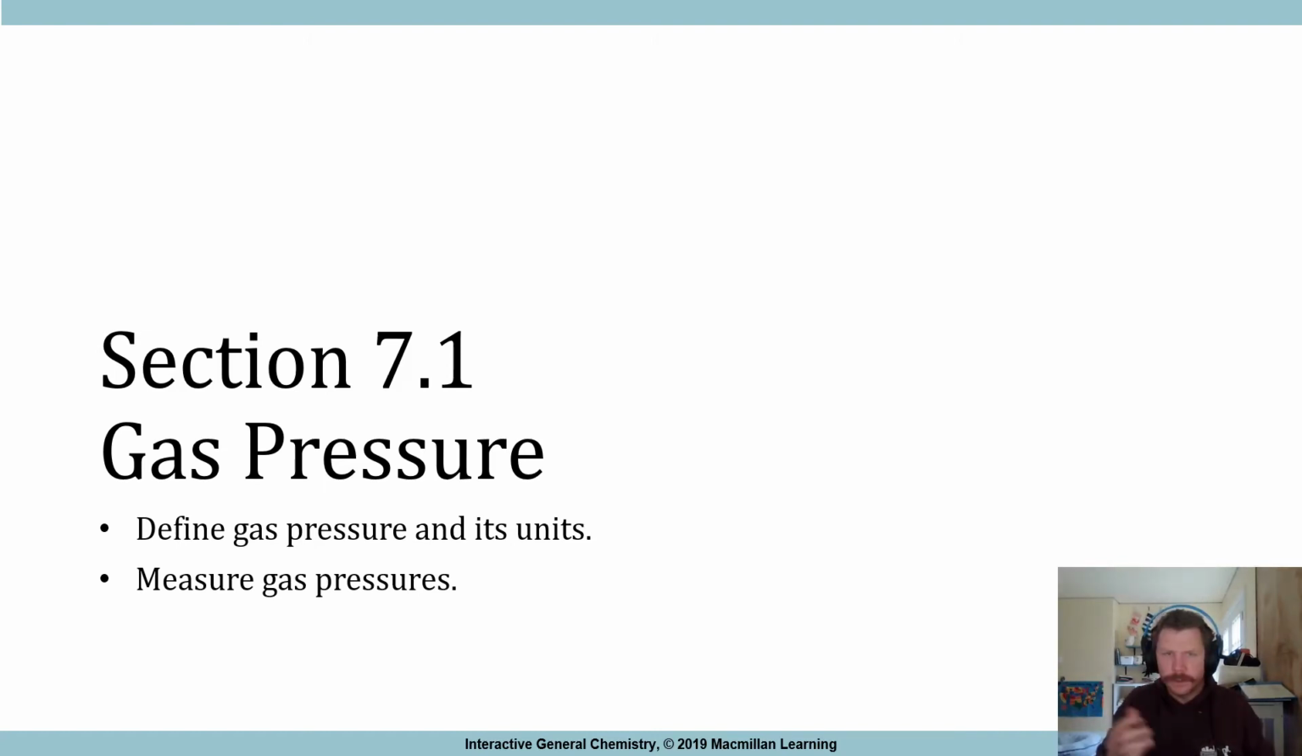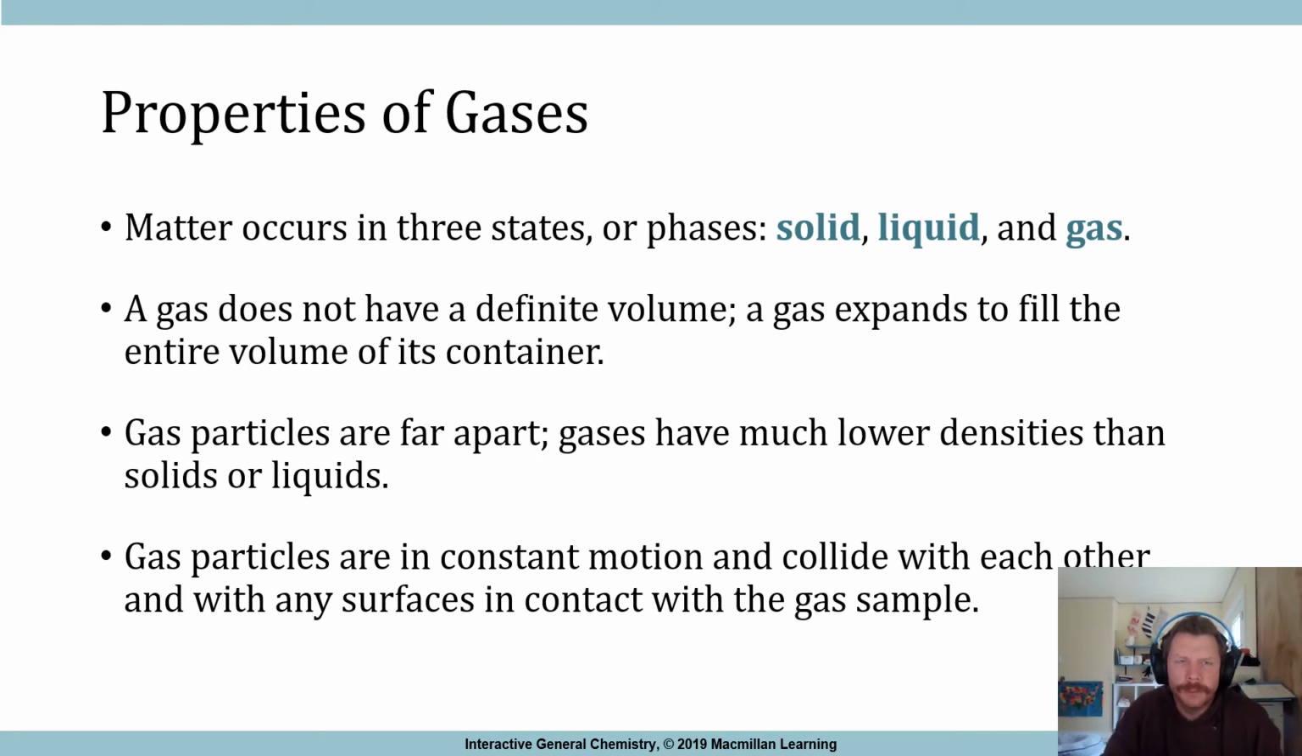Alright, so here we are, section 7.1, gas pressures. From our gases chapter, this is one of the most tremendous chapters that will cover this entire book. What we're going to be learning about is a number of different characteristics of gases. So, properties of gases. Matter occurs in three different states. We already know that: solids, liquids, and gases. We talked about them a little bit.